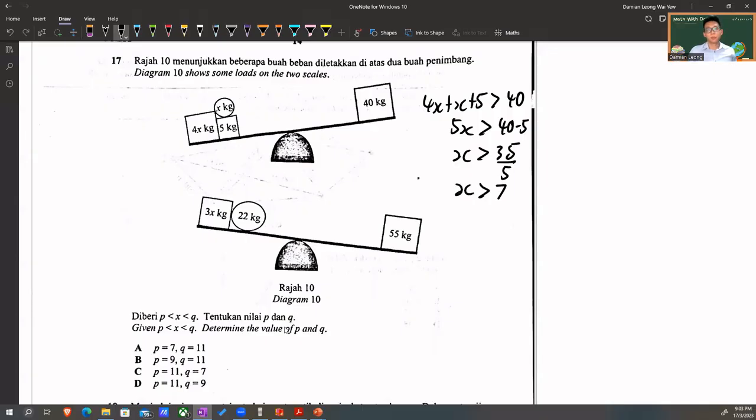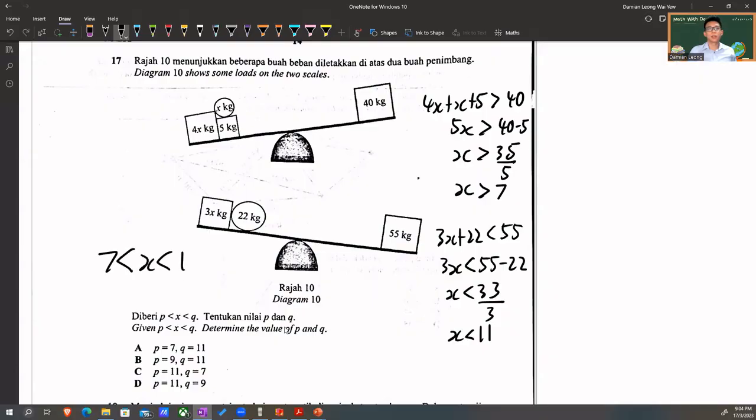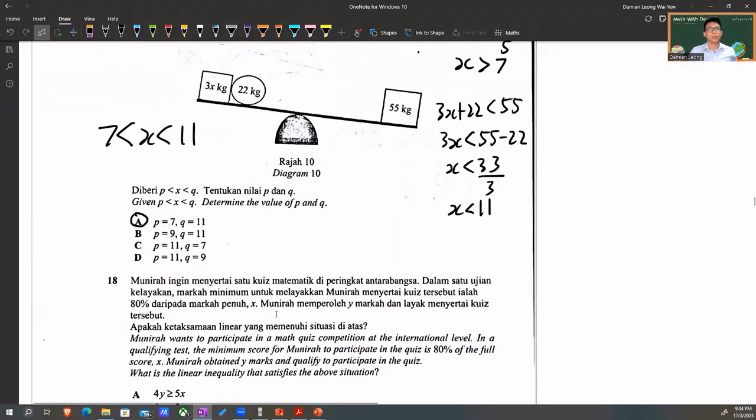The other one, 3x plus 22, this is lighter, so less than 55. Bring over 22, plus opposite minus, which is 33, then times 3, opposite divide 3, x less than 11. So combine these two, basically x is between 7 and 11. So P is 7, Q is 11. Answer A.